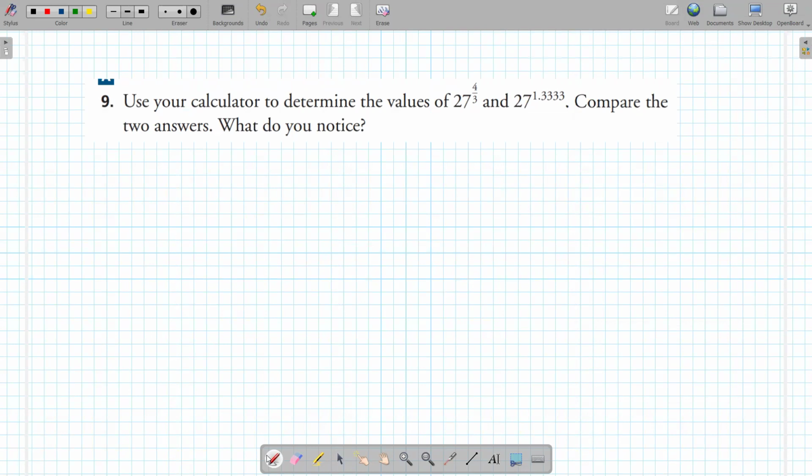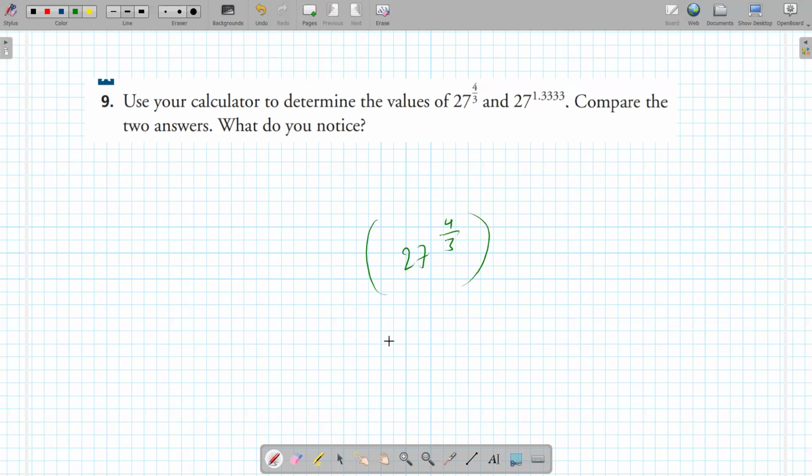Look at the exponents. One of them is 4 over 3. The other one is 1.33 recurring or close enough. Aren't they the same? They're the exact same. So when we plug it in, we're going to get the exact same answer. We can actually solve this.